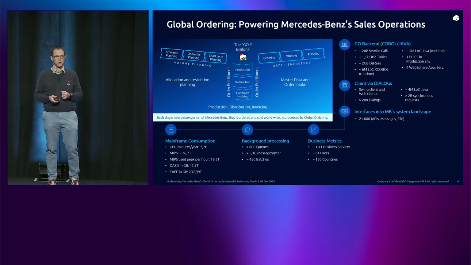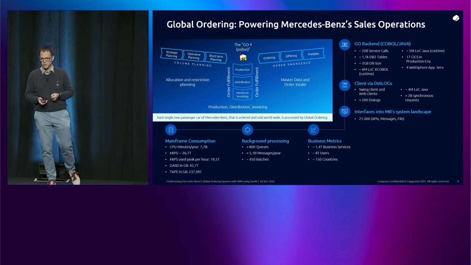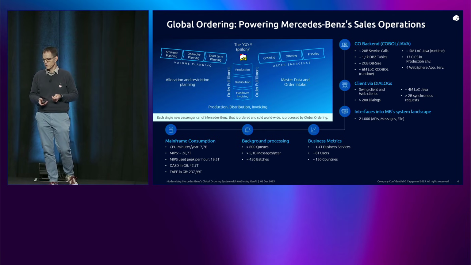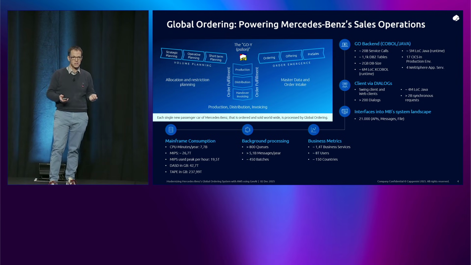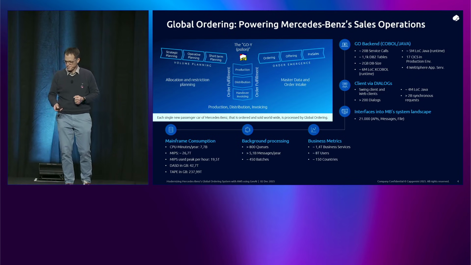So around about 50% of the mainframe workload is with global ordering. And technically spoken, we support more than 800 queues. We support more than 5.1 billion messages per year. And we have 450 batches running on the mainframe application. And by this, we support more than 8,000 users in 150 countries. So it's quite impressive, and for us it's super important. And this is why we decided not to refactor the application, but to go in more steps to start with a replatforming. And this is what we want to present today.